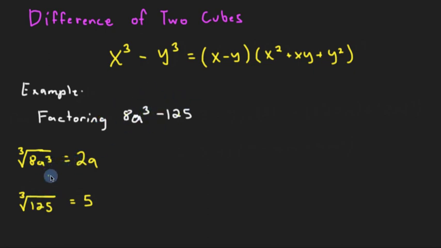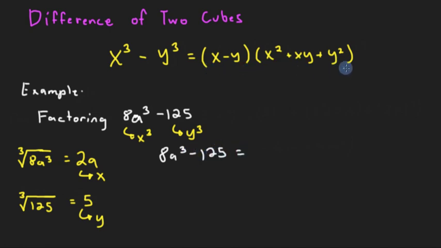Now that we have proven that we can get their cube roots, we have proven that these terms are perfect cubes. So they follow the pattern called difference of two cubes, wherein this takes the place of x cubed. This takes the place of y cubed, right? And these take the place of x and y. So that we can factor 8a cubed minus 125 by using this pattern.